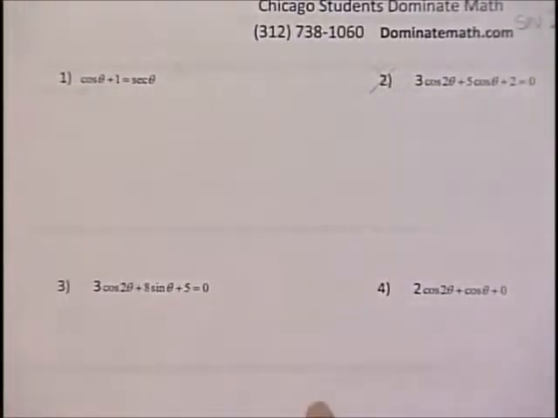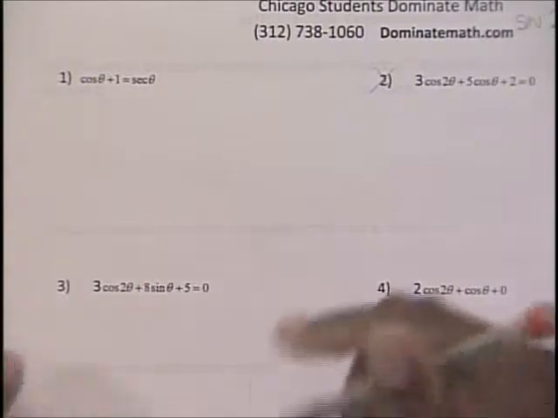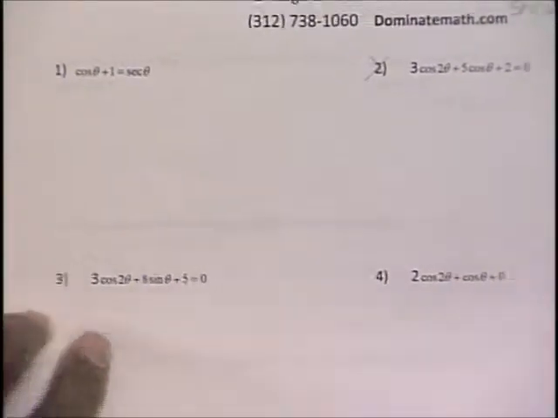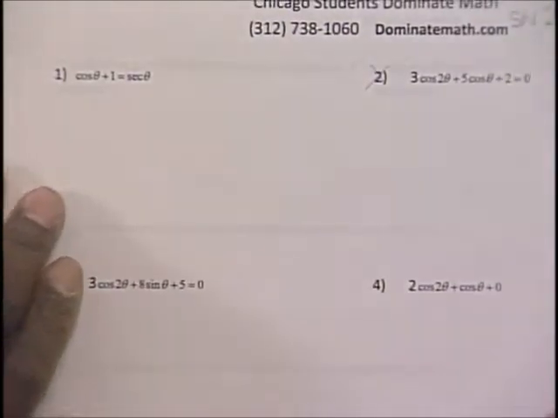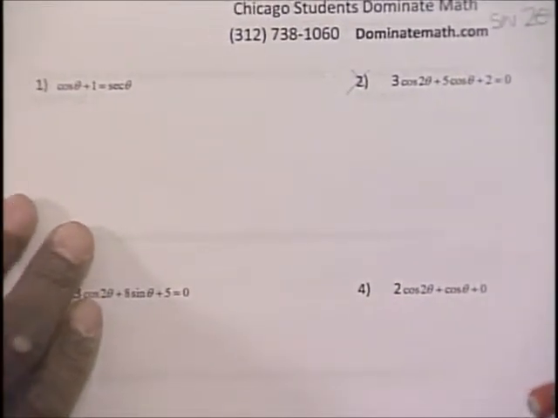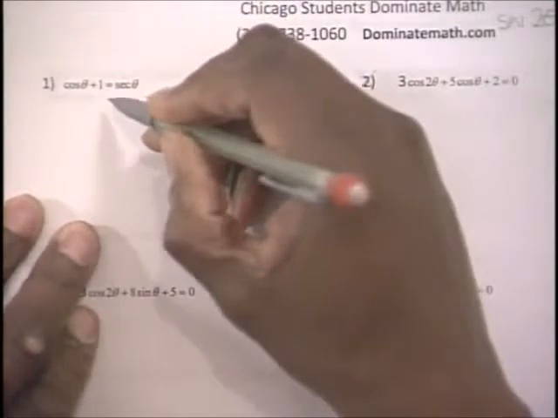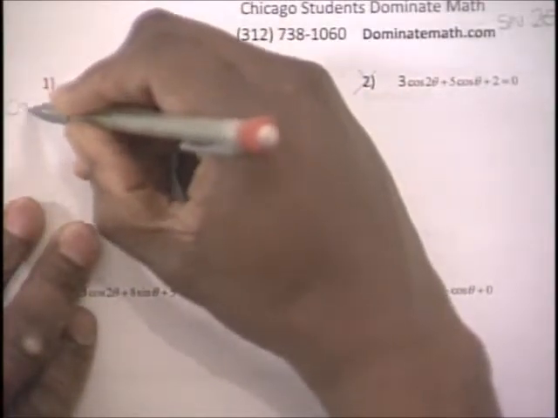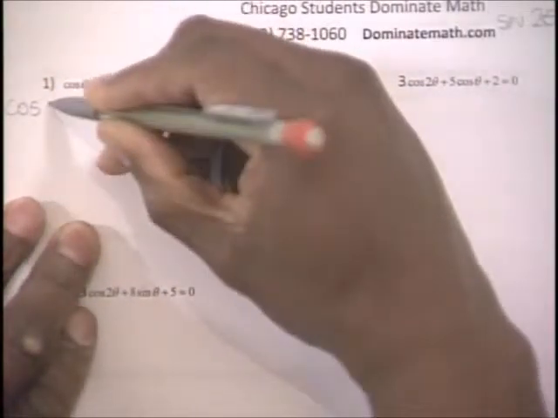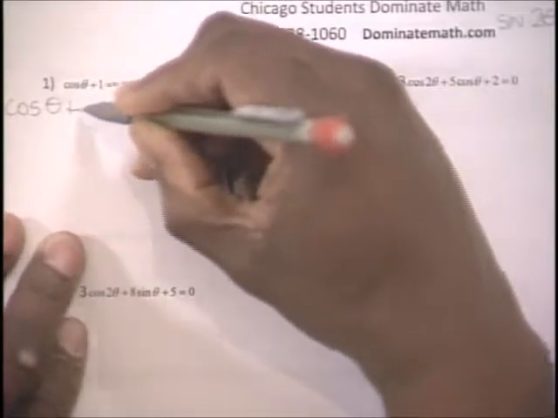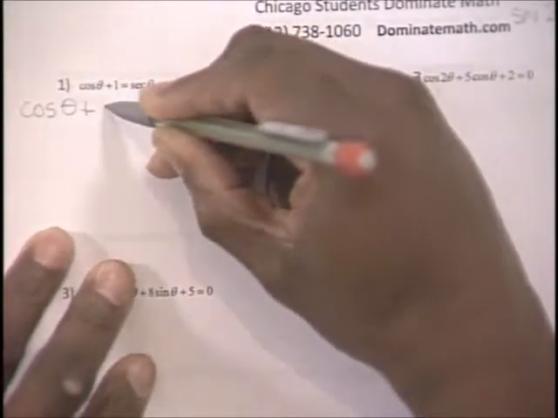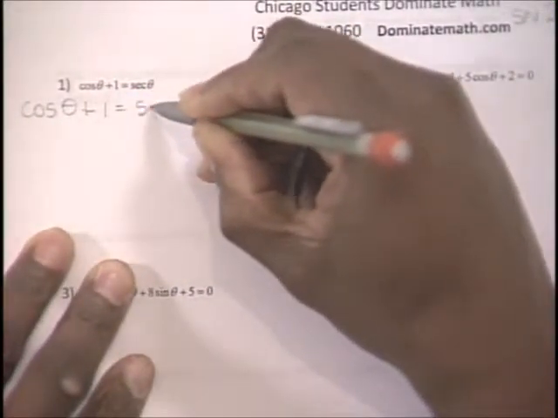The first problem we're going to work on is this problem where you have cosine theta plus 1 is secant theta. Trigonometric equations. By that we mean equations with these trigonometric functions within them. Let's write that again, just in case you can't see it very well. Cosine theta plus 1 is equal to secant theta.